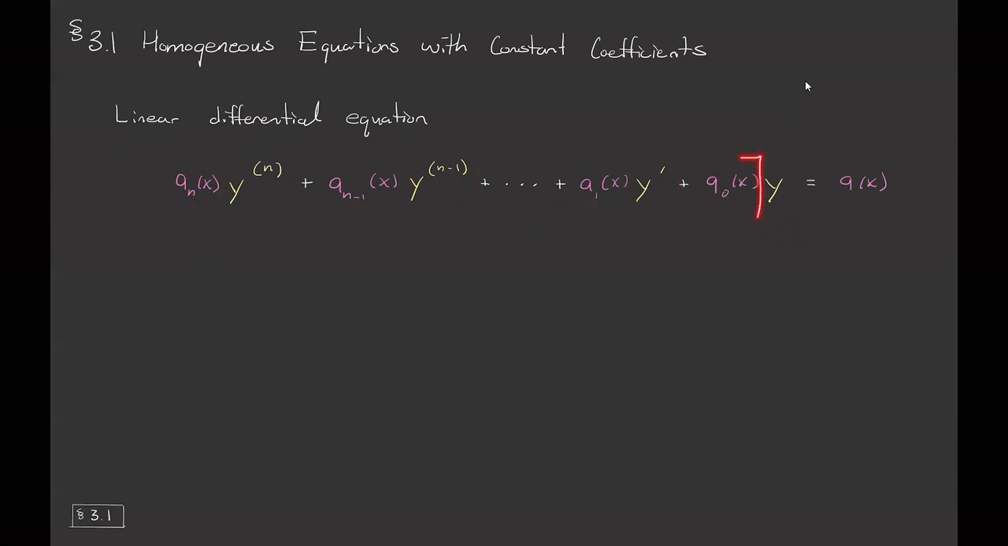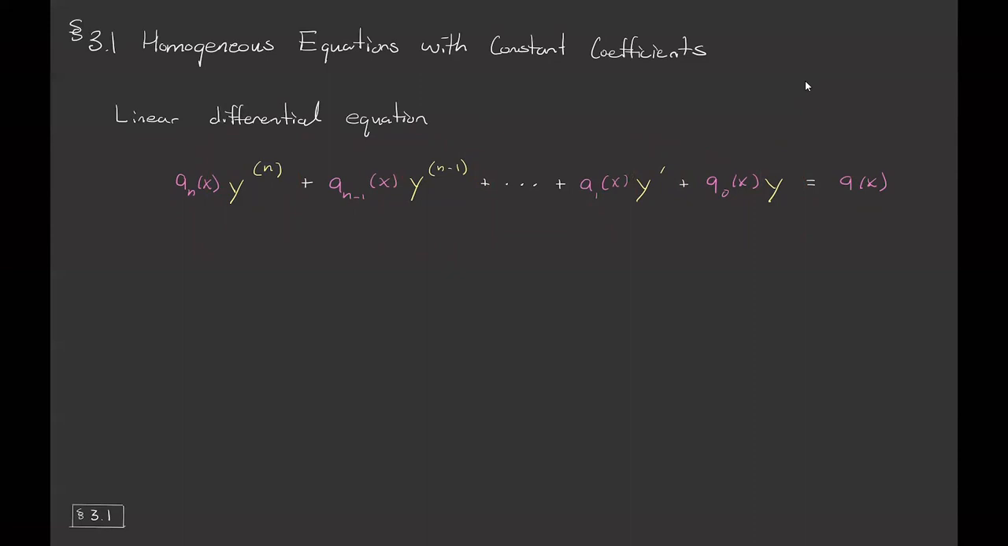So these functions out front can be anything in terms of the independent variable. With the dependent variable, all you can do is take successive derivatives of that dependent variable. So we have 0th order, first order, and so on. And as long as you can write it this way, we would call it a linear differential equation.